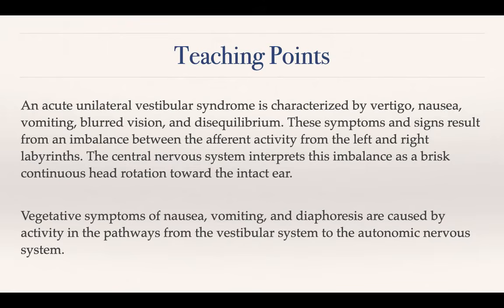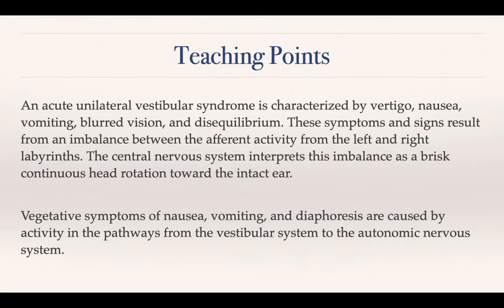The teaching points that this case teaches us: an acute unilateral vestibular syndrome is characterized by vertigo, nausea, vomiting, blurred vision, and disequilibrium. These symptoms and signs result from an imbalance between the afferent activity from the left and the right labyrinths. Again, note that point of blurred vision; not all people actually complain of a shakiness of the vision. They simply say blurred vision. Okay. The central nervous system interprets this imbalance as a brisk, continuous head rotation towards the intact ear.